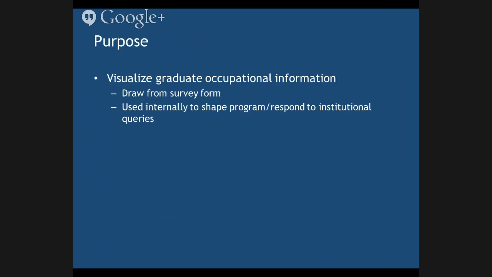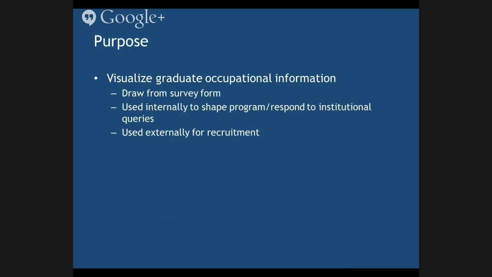Internally, we can use this to shape our program, right? If we know where people are going in terms of industries, that may give us insight into ways we could modify our program, either to lean into that trend or perhaps try and turn things a different direction. Also information about responding to institutional queries. So when I say internally, I of course mean the institution as well. They may be interested in what our program graduates are doing occupationally and the kind of salaries that they are encountering. Externally, of course, this can be used and is probably most effectively used for recruitment purposes.